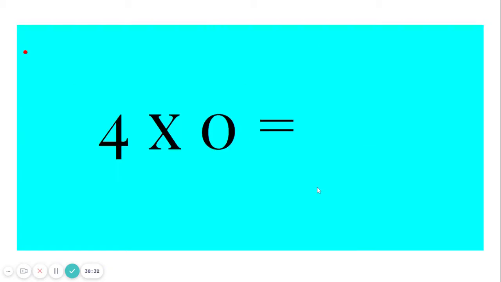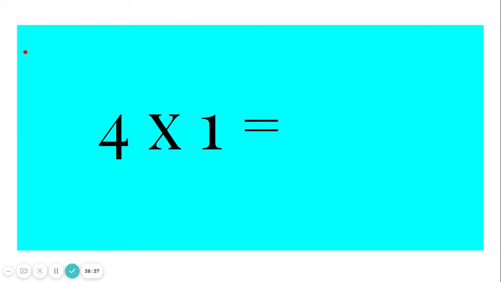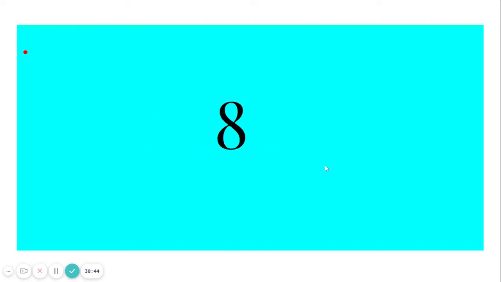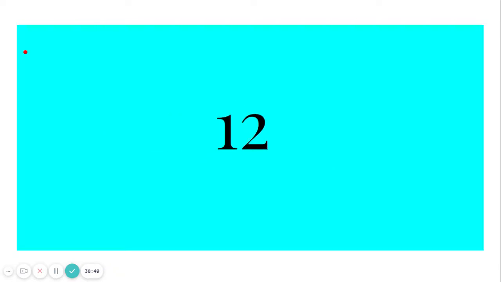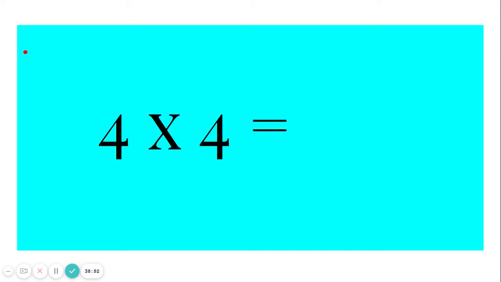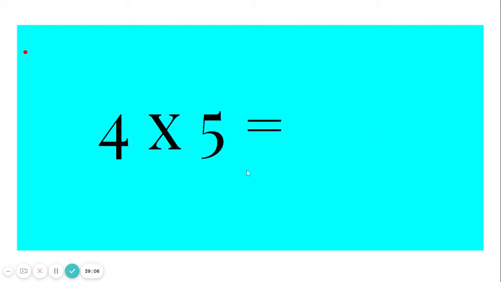Ready? 4 times 0, 0. 4 times 1, 4. 4 times 2, 8. 4 times 3, 12. 4 times 4, I'll let you figure this one out. Ready? Means 4 4s. 4 and 4 is, and 8 and 8 is, 4 times 4, 16.